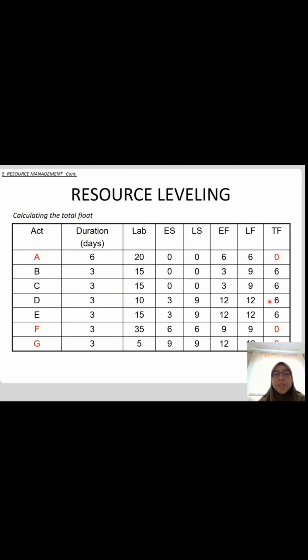So total float for activity D is 6. For activity E, 12 minus 3 is 9, 9 minus 3 is 6. So total float for activity E is 6. For activity F, 9 minus 3 is 6, 6 minus 6 is 0. Activity G, 12 minus 3 is 9, 9 minus 9 is 0. So total float for activity A, F, and G is 0. So our critical path activity is AFG.